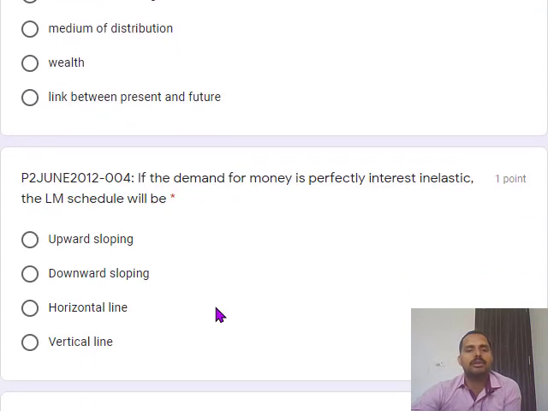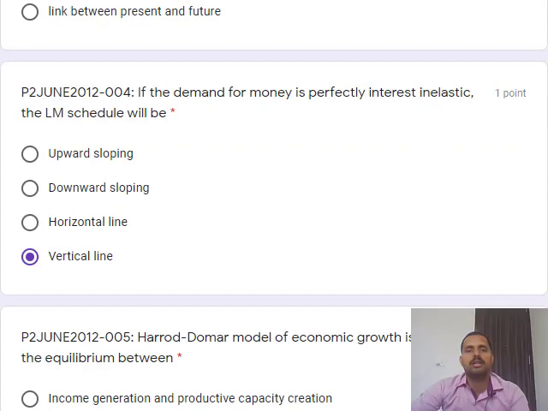Now let us come to the next question. It is question number 4. If the demand curve for money is perfectly interest inelastic, the LM schedule will be. The answer is a vertical line, but let us try to understand why it is so.